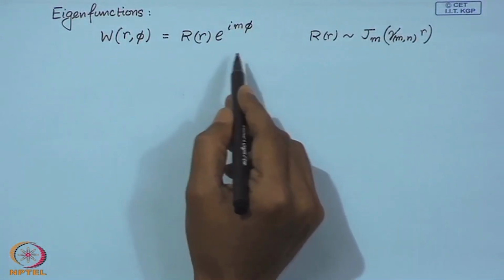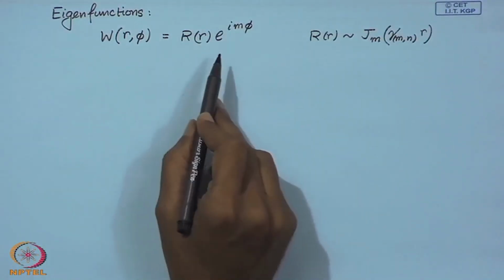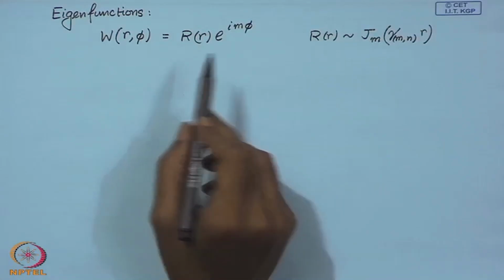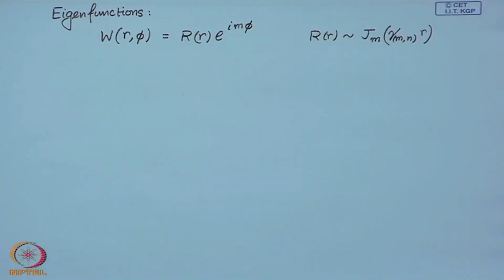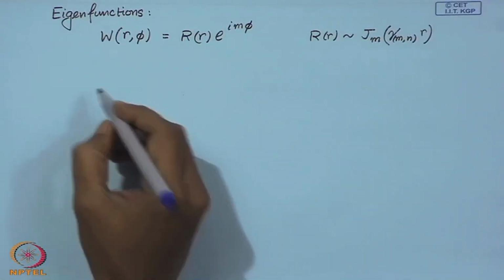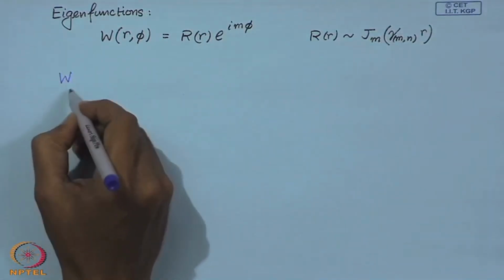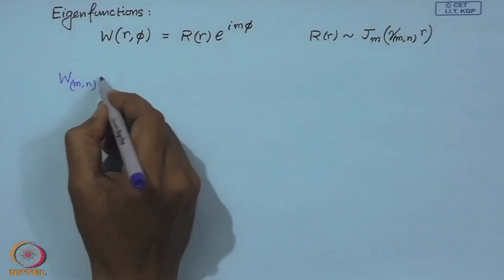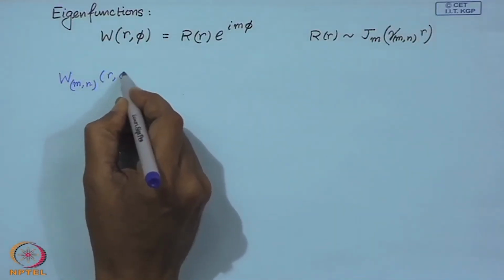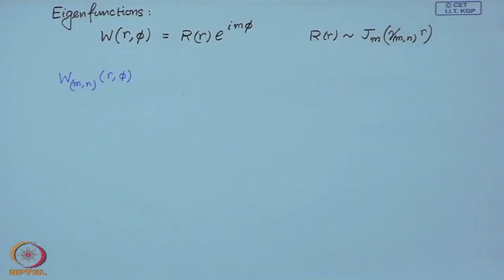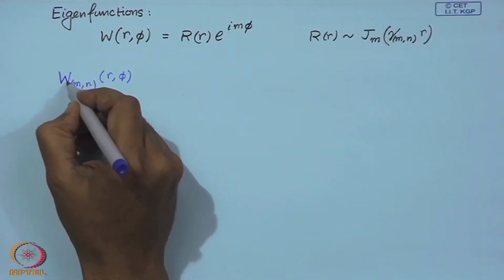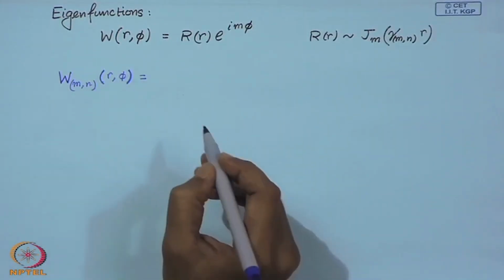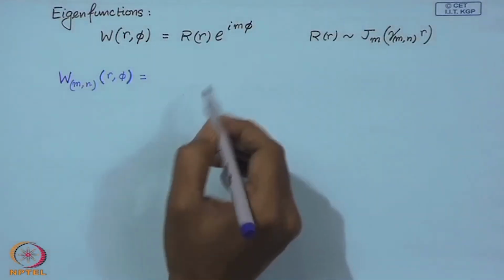Now, as we have discussed before, we can take the real part, or we can take the imaginary part, or we can take a linear combination of these two parts. So, we can write the eigenfunctions as a linear combination of the cosine and the sine.